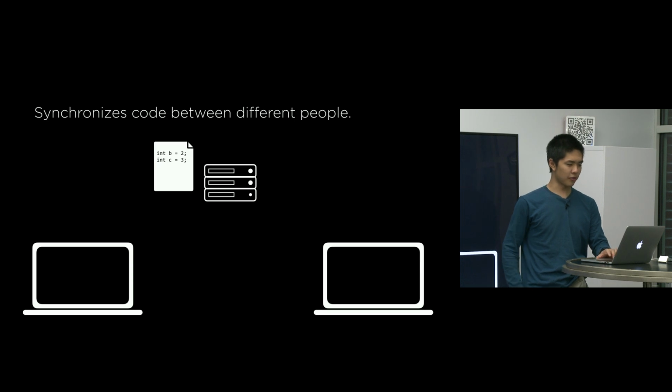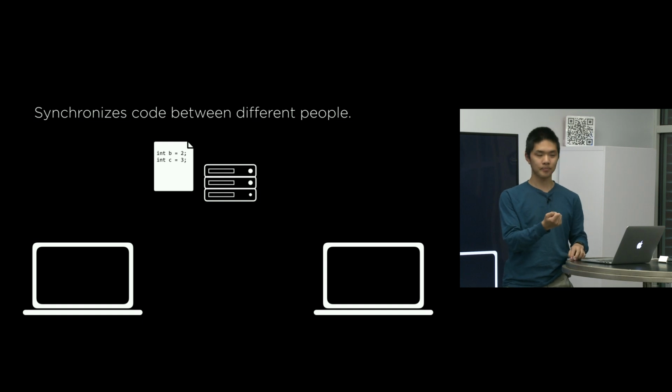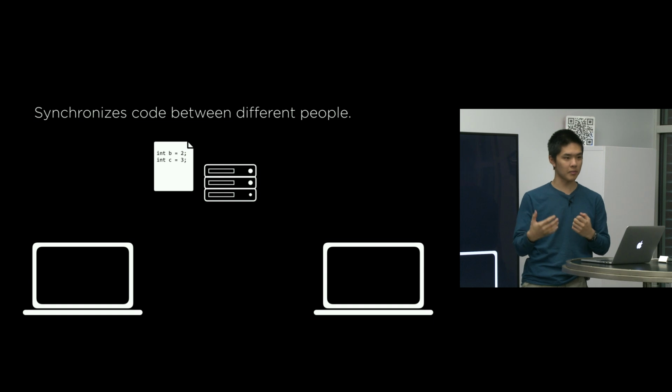Another thing that it can be useful for is synchronizing code between different people. Especially when you're collaborating with other people, Git is valuable for trying to make sure that your code potentially matches the code that someone else is working on. And at any point, absolutely feel free to interrupt me if you have questions. If something doesn't make sense, I'd be happy to field questions as we go.